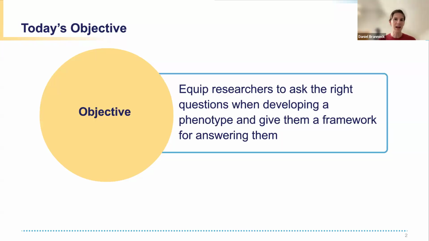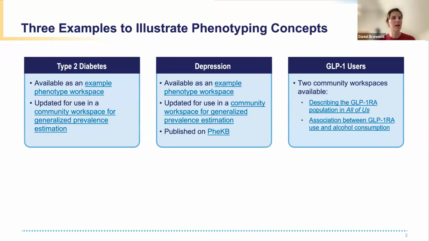So let's go to the next slide, and we'll touch on three examples over the course of the presentation. And so if this isn't one of the things that you're interested in, that's fine. These are just meant to be illustrative for how you might ask the right questions, then how you might go about answering them. So the three conditions that we're going to talk about are type 2 diabetes, depression, and then not a condition, but users of GLP-1 drugs.